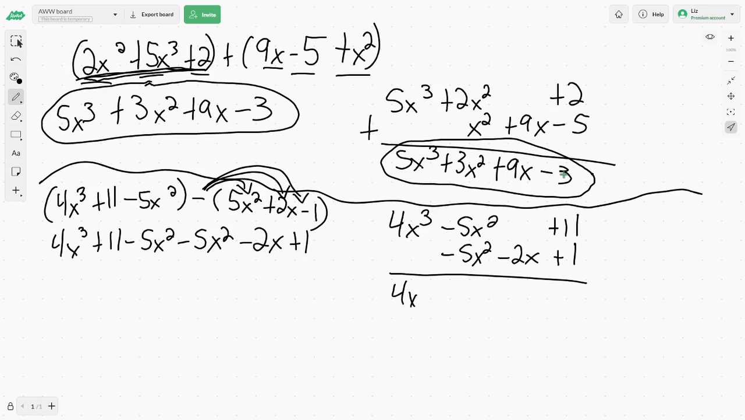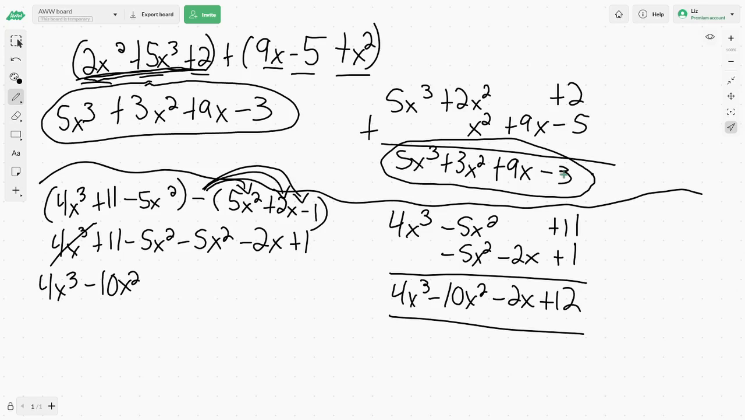So we have 4x cubed, negative 10x squared, negative 2x, plus 12. So there's our answer. But again, you could just say, okay, 4x cubed, that's all my x cubes. Negative 5 and negative 5, that's negative 10x squared. Minus 2x, and 12 for the constants. So again, we have the same answers. We just went about it with two separate methods.